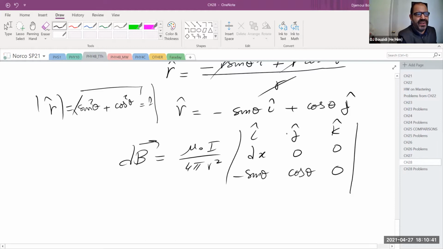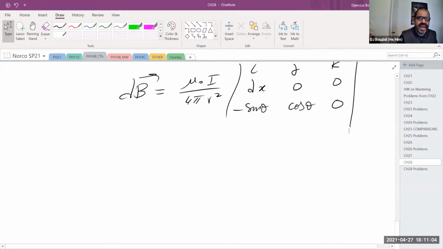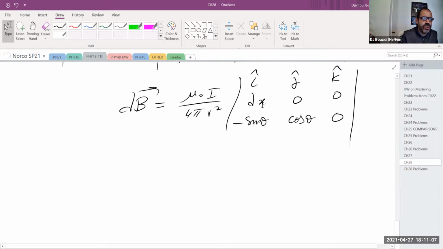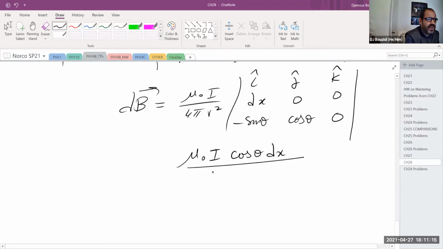In the j hat direction, I have a negative j hat times dx times 0 minus 0 times minus sine theta, that is 0. So I will also have 0. The only product that is not going to give me 0 is in the k hat direction. In the k hat direction, I will have dx times cosine theta minus sine theta times 0, which is 0. So at the end, the only component that is going to survive is in the k hat direction, and that component is coming from these two terms only. So it's going to be mu naught I times cosine theta times dx divided by 4 pi r squared k hat. That is the only thing that is going to be left for this quantity.